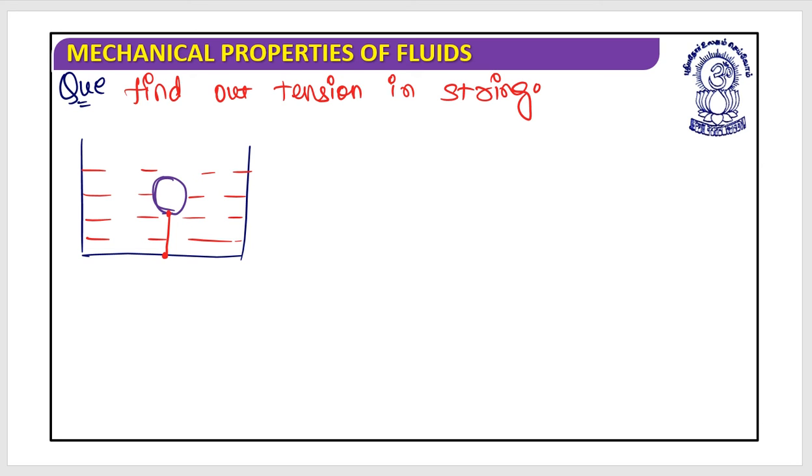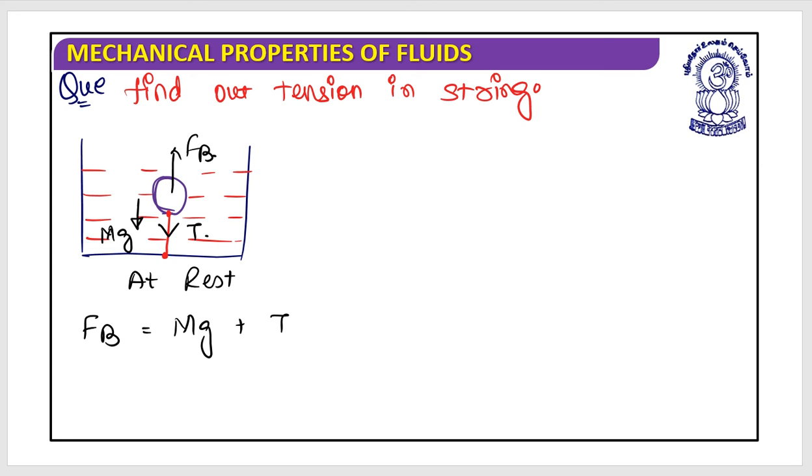What I understand is that, suppose this is at rest. If it is at rest, there is T, there is mg, and the buoyancy is acting in the upward direction. So in this situation FB equals mg plus T, and from this T equals FB minus mg. I hope this is clear. This is the tension force acting on the string.